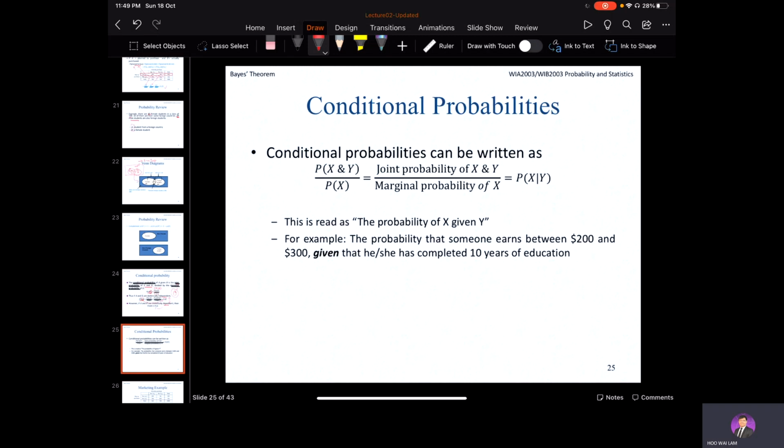And this one is just another way of rewriting it. You have the joint probability of X and Y, and then the marginal probability of X, and you basically get this one.